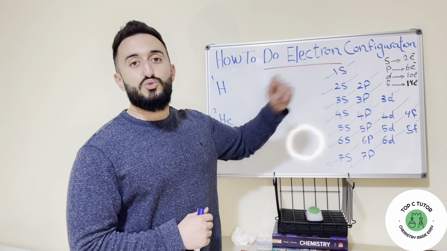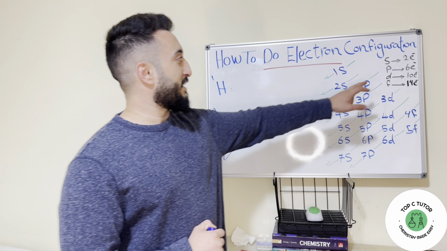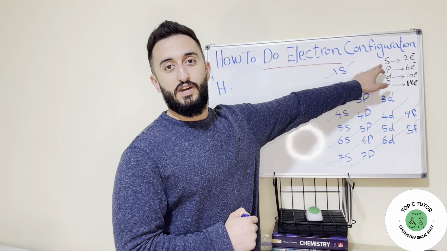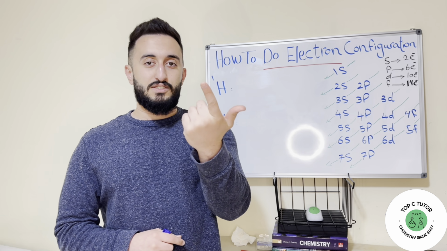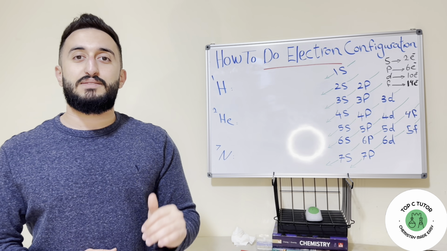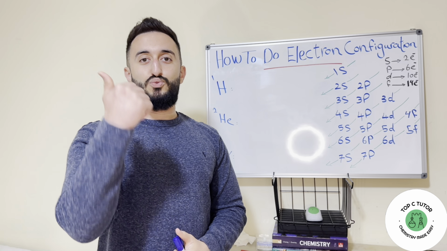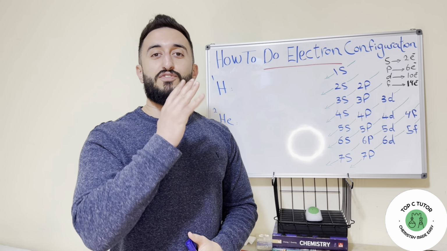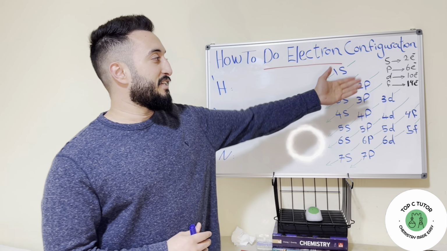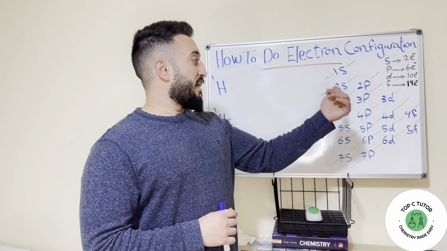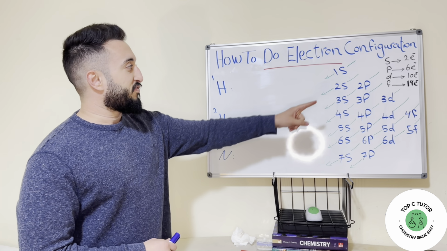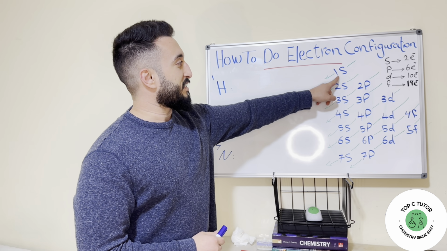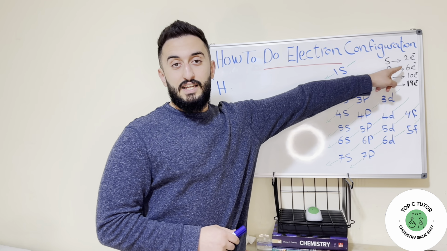The first room is 1s. As we know, s has a maximum of 2 electrons, so it can take 1, it can take 2. p has a maximum of 6 electrons, so it can take 1, 2, 3, 4, 5 up to 6. And d can take up to 10, f can take up to 14. Let's start together. The first room is 1s. As we said, s can take up to 2.